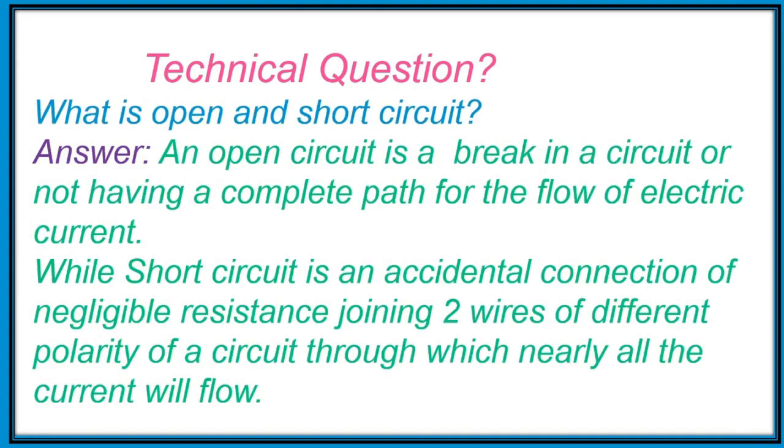What is open and short circuit? Answer. An open circuit is a break in the circuit, or not having a complete path for the flow of electric current, while a short circuit is an accidental connection of negligible resistance joining two wires of different polarity of a circuit, through which nearly all the current will flow.